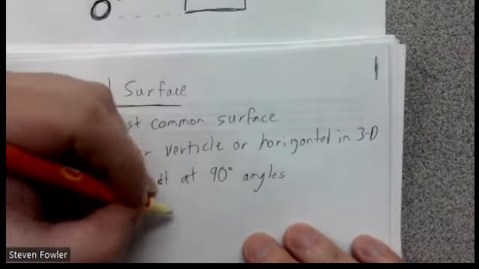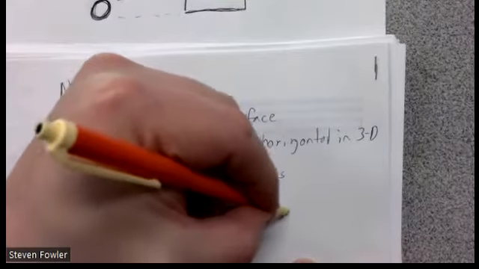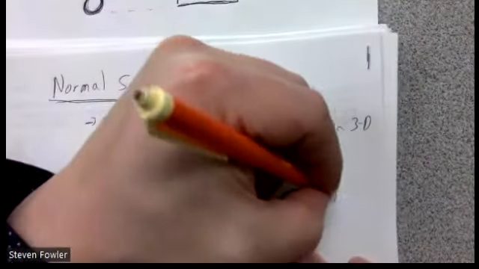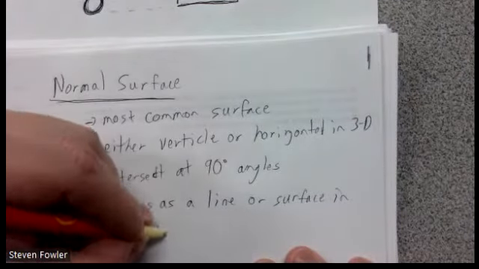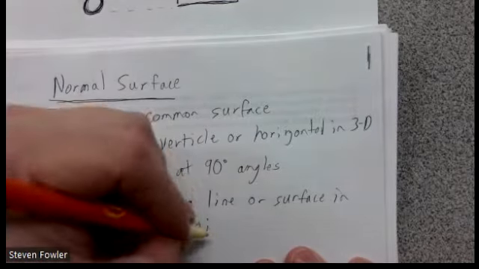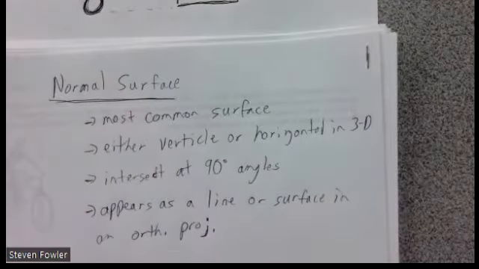Appears as a line or surface in an orthographic projection. Orthographic projection. A normal surface is either going to appear as a line or a surface.